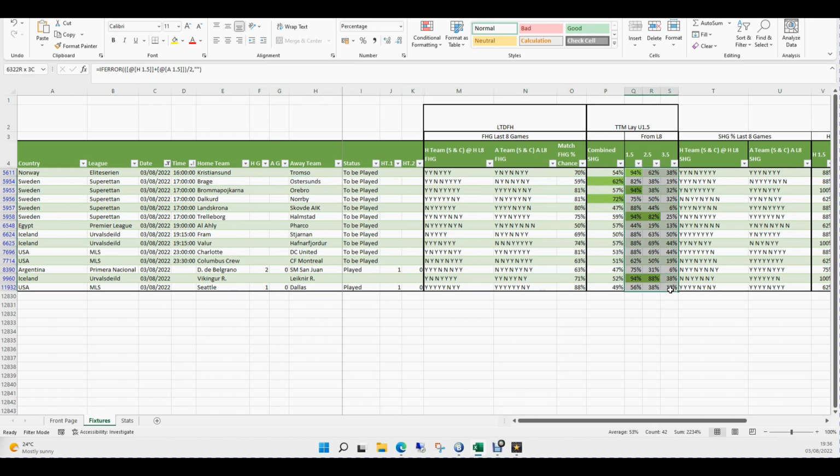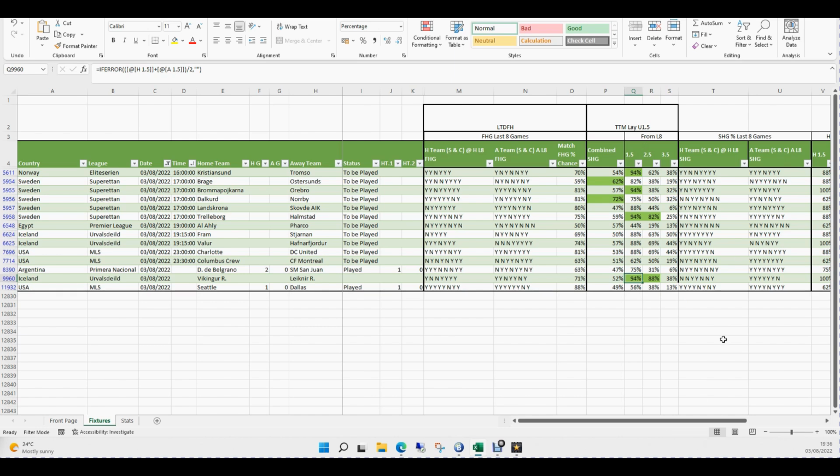These columns are the combined for the last 8 goals per game for each of the teams. So in 94% of the last 8 games, both of these teams have had over 1.5 goals. So this gives you an indication of how many goals you can expect in the game on that day.